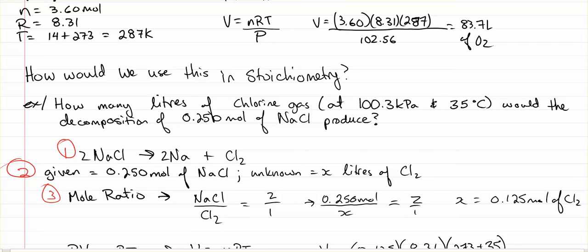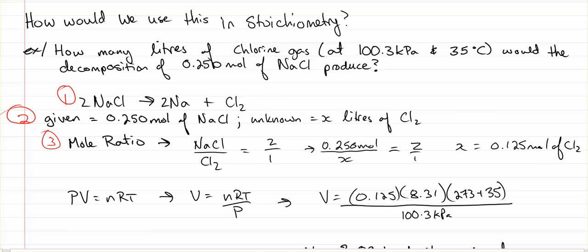So our values in this case are 2.50 moles of NaCl over X equals 2 over 1. So when we do that, mathematically we get 1.25 moles of Cl2. Once again, we're solving for volume. So PV equals nRT becomes V equals nRT divided by P.